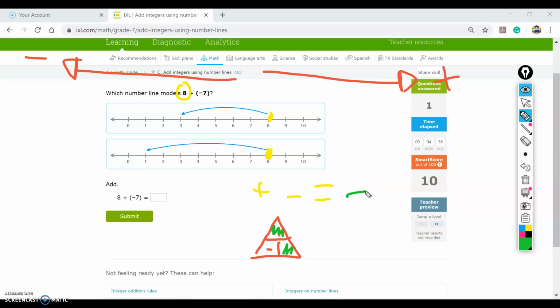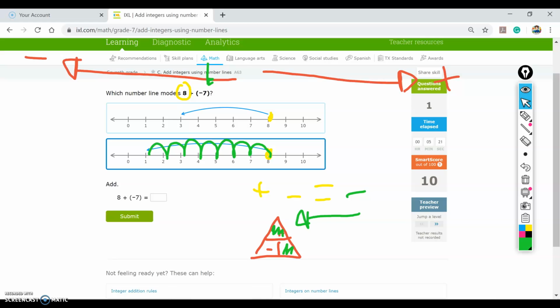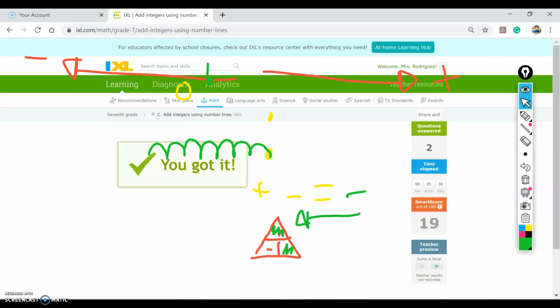So if it's negative, that means I need to go to the left. And I need to go to the left 7 units, because that's what the problem is telling me to do. Go to the left 7 units. So if you count in here, you have 1, 2, 3, 4, 5, 6, 7. Number line 2 is the one that goes to the left 7 units and not number line 1. So because of this reason, that second number line is my answer, and the numerical value I would have when I add 8 plus -7 is 1.